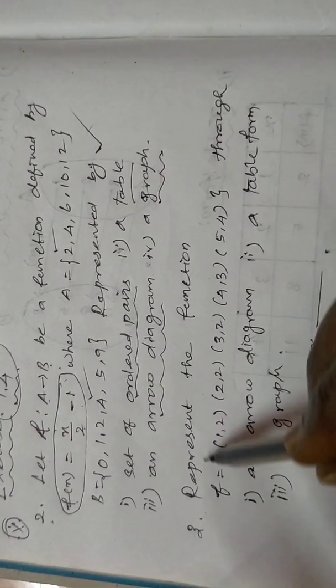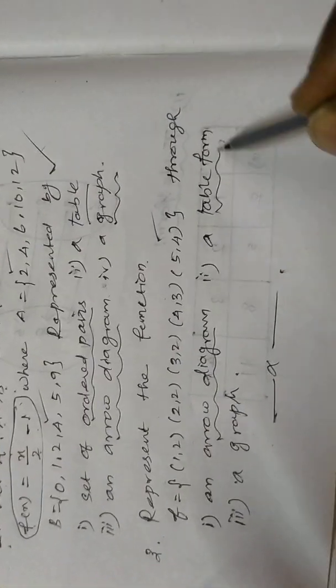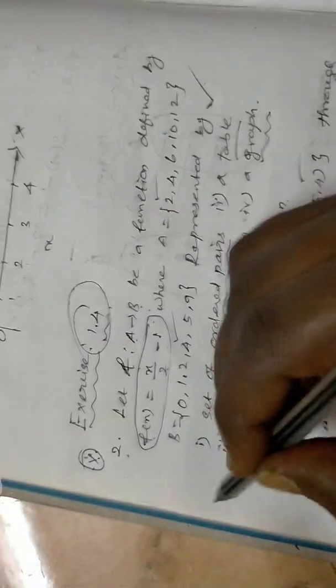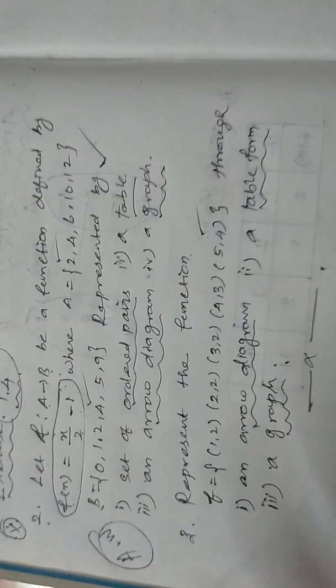So the last sum is the same model. Then the second sum and third sum: represent the function f through the arrow diagram and the table, and the graph. Okay. These two sums are homework. Okay, thank you.